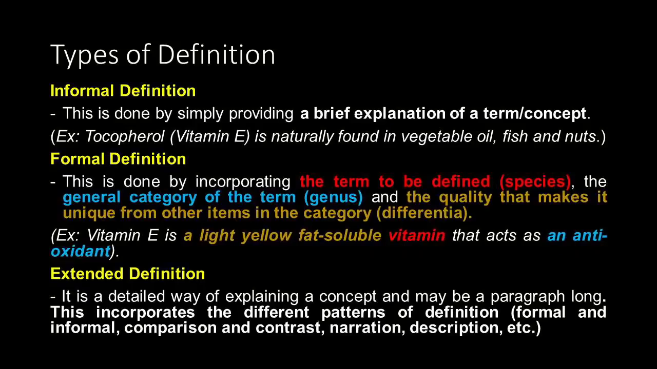As you can see in the example, it is color-coded. The term to be defined is vitamin. Okay, this is the exposition. Blue or genus, the general category of the term, is antioxidant. And then the unique feature of the item is that vitamin E is the only one that is light yellow in color and is fat soluble.